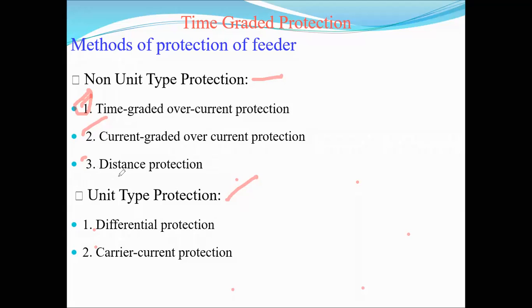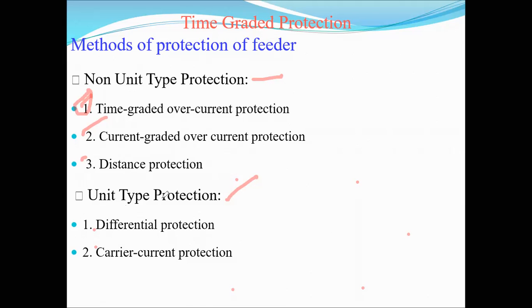In the current gradient over current protection, the protection is given based upon the current gradient. In the previous case, the time gradient protection, the protection is given based upon the time of that relay coil. Next one is the distance protection. In that case, the relay coil will be operated depending upon the distance.